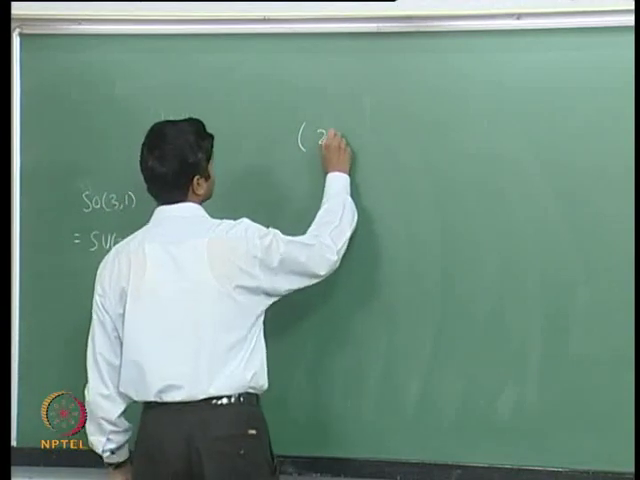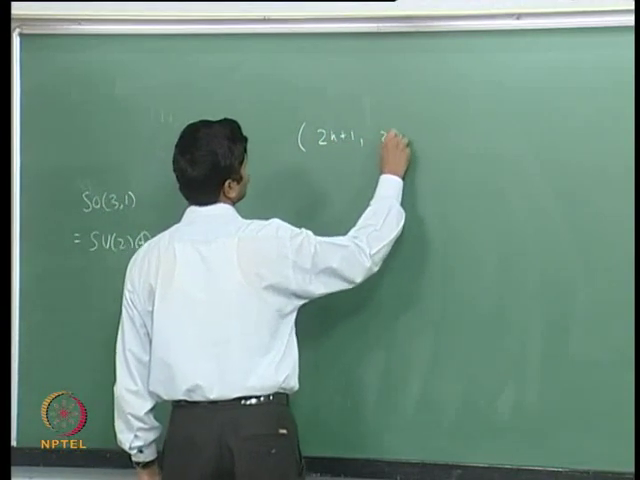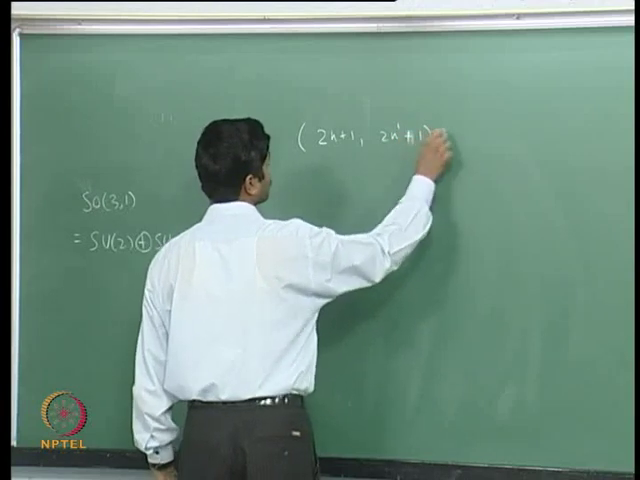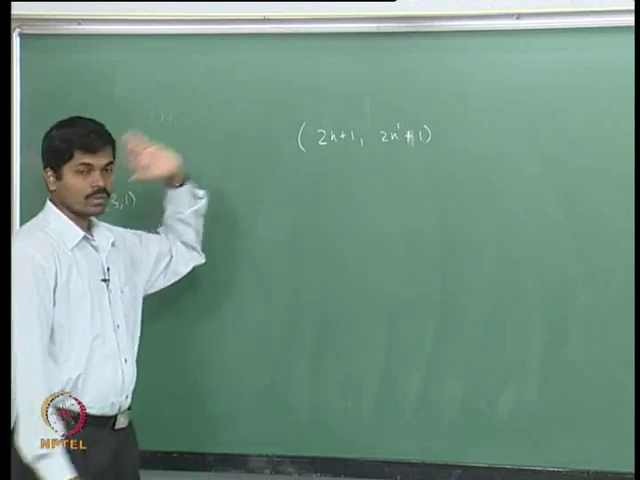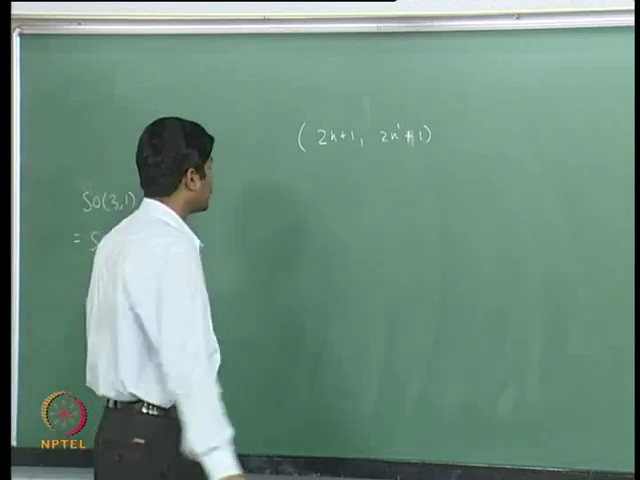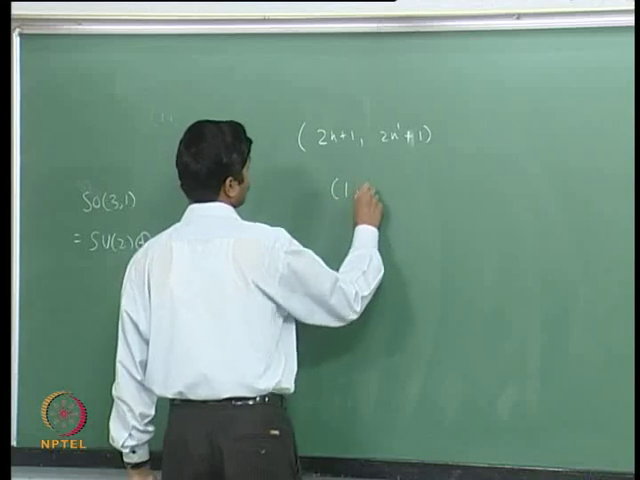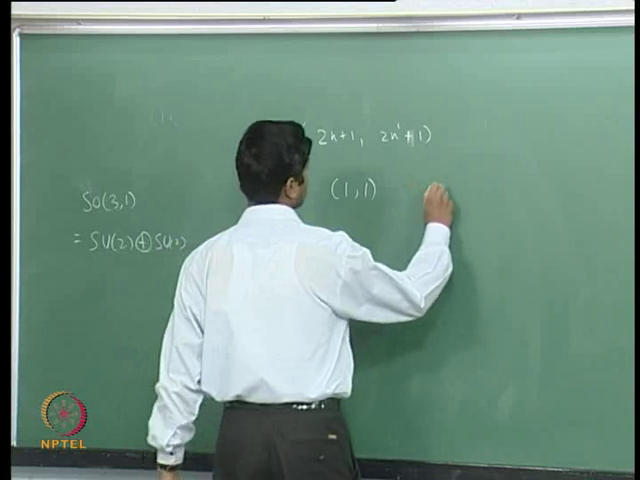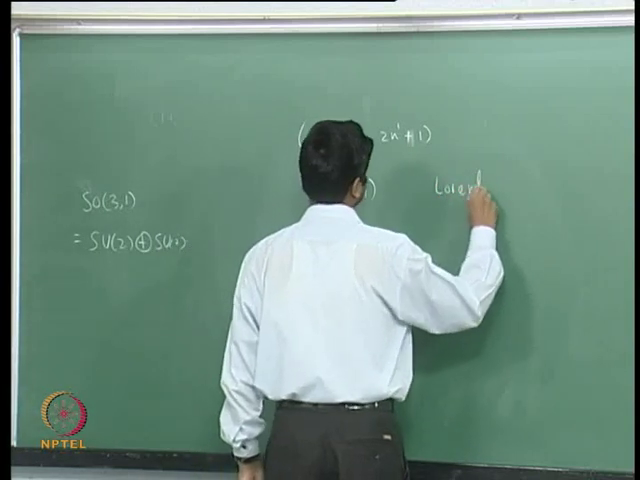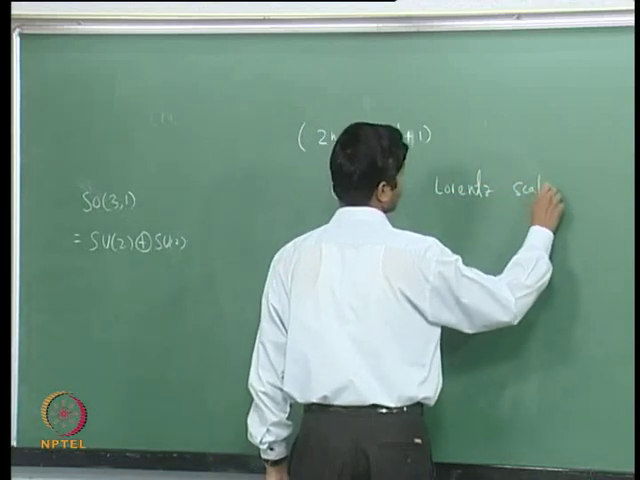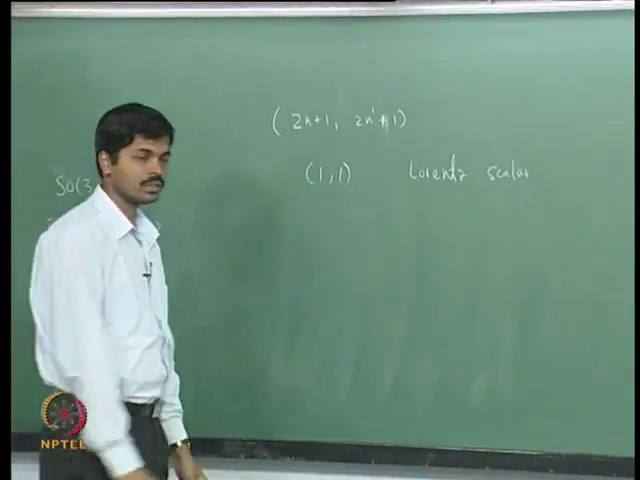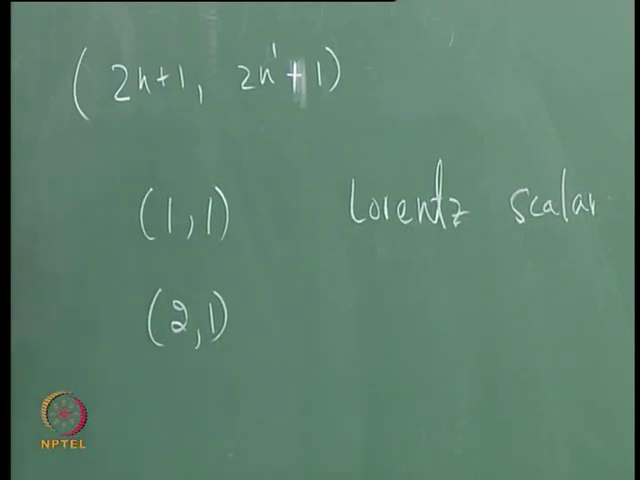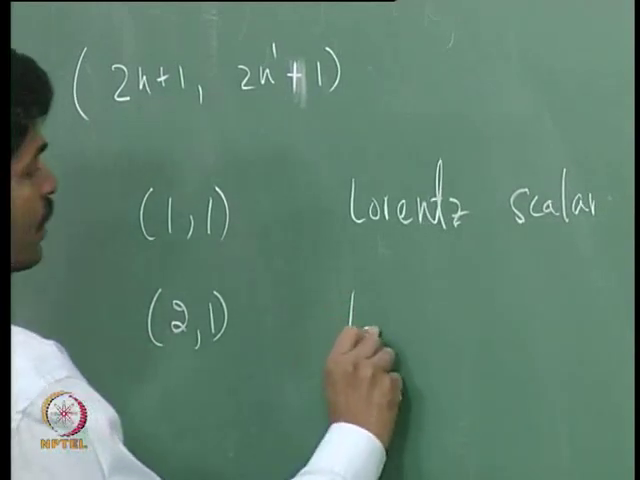So I will call this 2n plus 1, 2n prime plus 1, and an irreducible representation of the Lorentz algebra can be labeled like this. Just as an example, (1,1) will simply be a Lorentz scalar, and (2,1) is a left handed spinor.